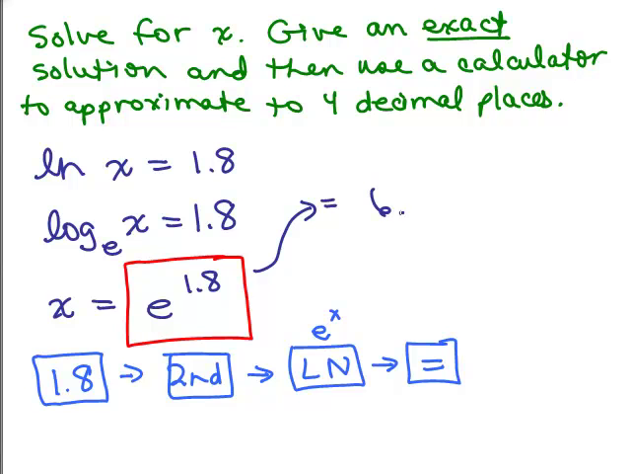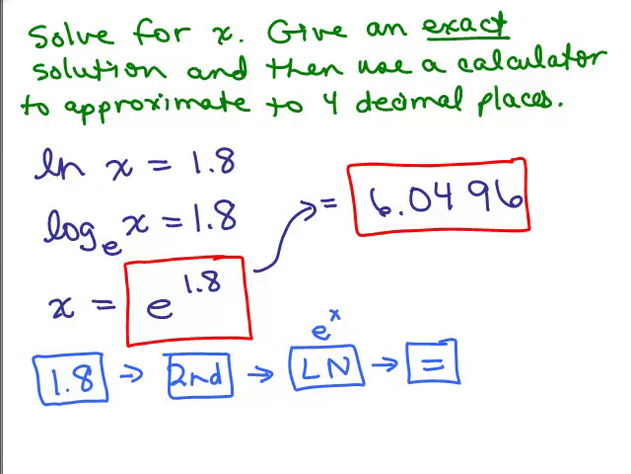So you want to practice on your calculator. 6.0496 is the approximation. I should say, if you squiggle it, it means it's about equal to it. There we go.